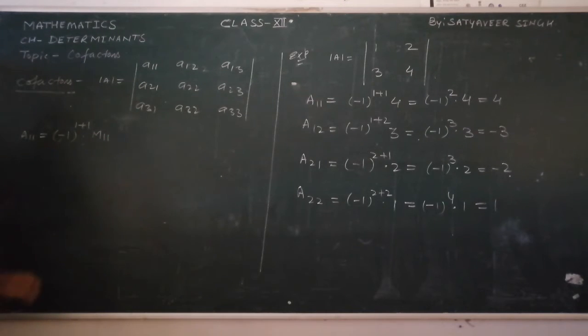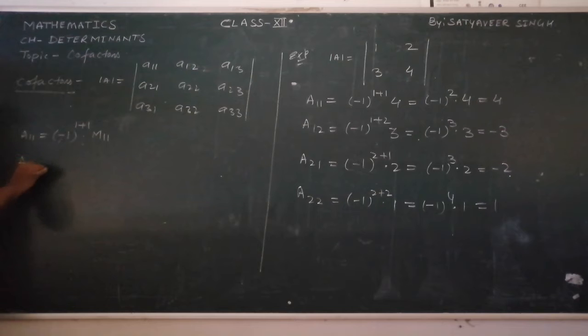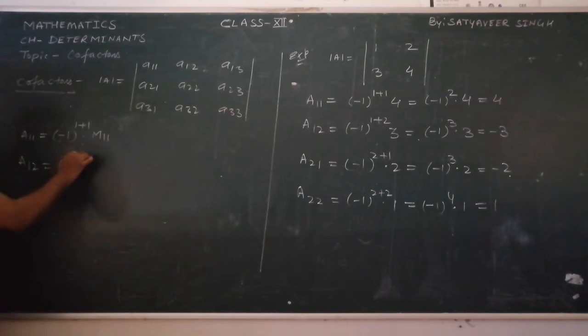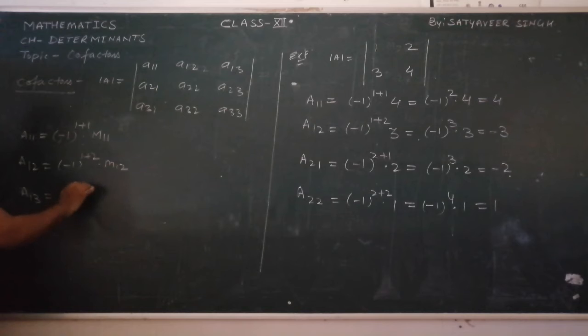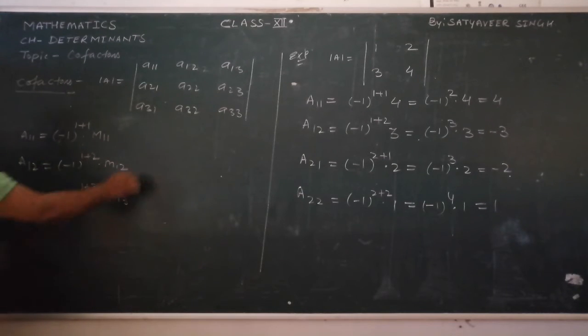Are you getting this point? Then similarly A12 is minus 1 raised to 1 plus 2 into M12, the minor of that element. Similarly, you will find what is A13, that is minus 1 raised to 1 plus 3 into M13. This is the minor of the third element. Students, this is the procedure you will have to follow.